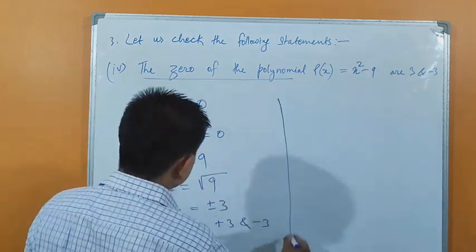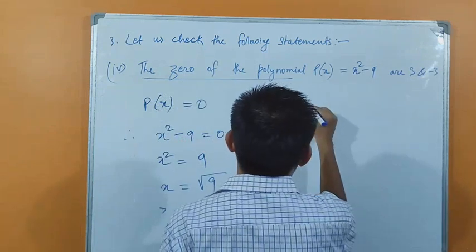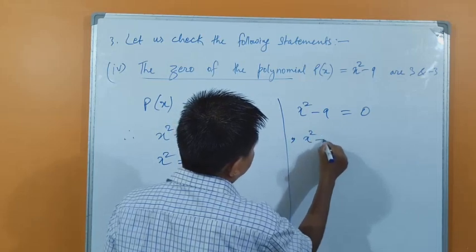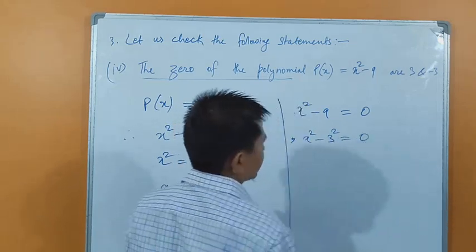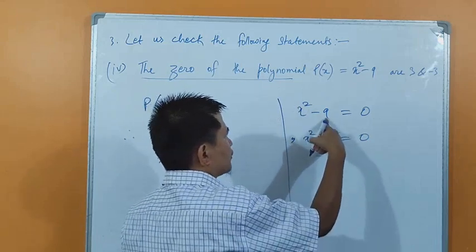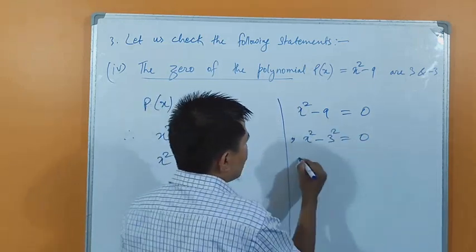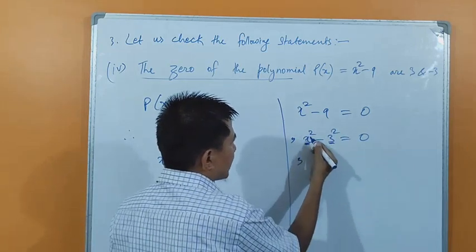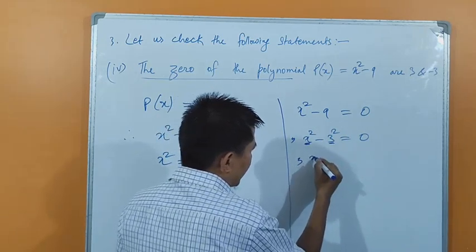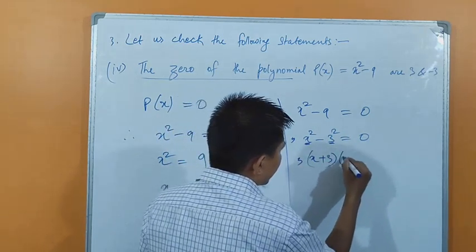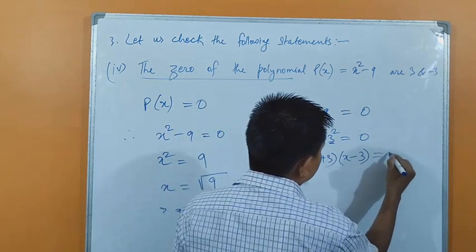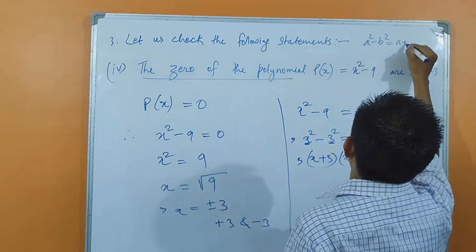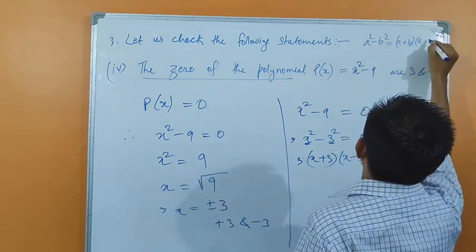Okay, another method is x square minus 9 equals 0, which can be written as x square minus 3 square equals 0, isn't it? Or consider x as a and 3 as b. Okay, a square minus b square is a plus b into a minus b. We know this formula. Let me write this formula here. a square minus b square equals a plus b into a minus b.